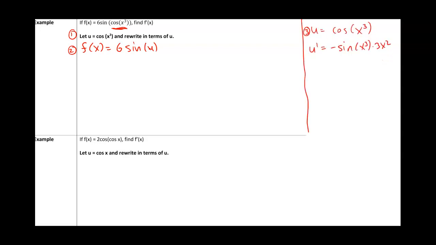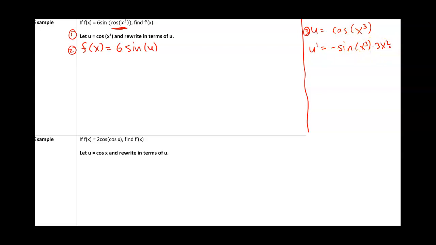Well, u is cosine of x cubed. So the derivative of cosine is going to be negative sine, and the x cubed doesn't change. But because we have an x cubed in the parentheses, you have to multiply by its derivative, which is going to be 3x squared. So u prime is going to be negative sine of x cubed times 3x squared.